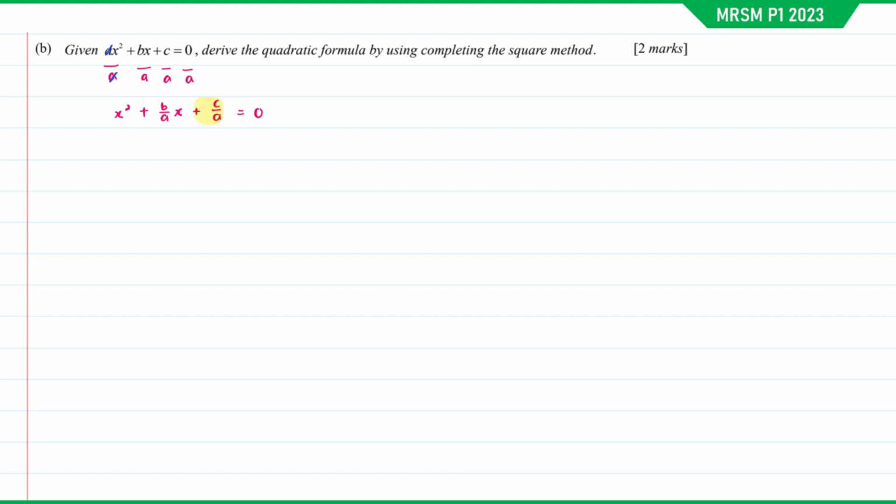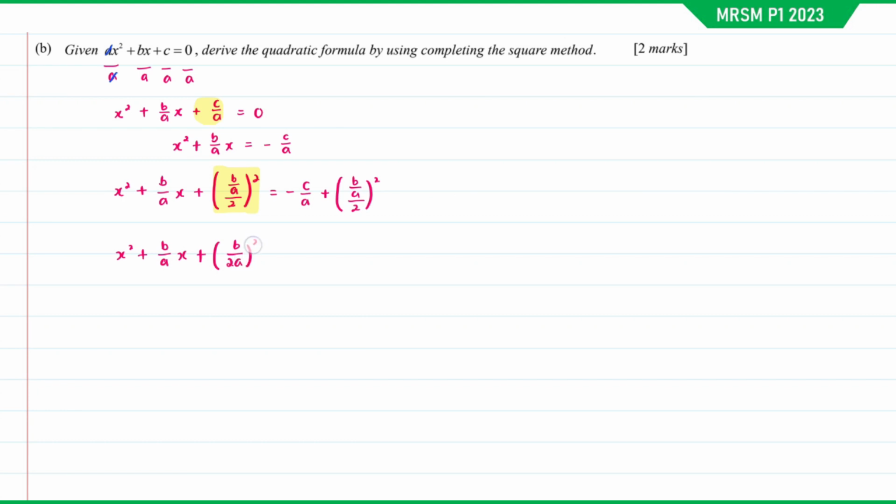So next, we're going to move the c over a to the right hand side. It will be negative c over a. So next, on the left hand side, to complete the square, we're going to add (b over a over 2) squared. Then on the right hand side, we also need to add (b over a over 2) squared so that the equation will be balanced. So for this part, it will be (b over 2a) squared.